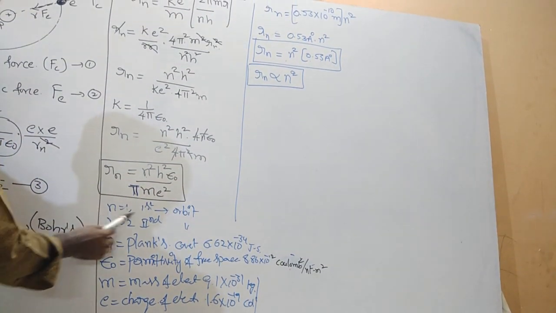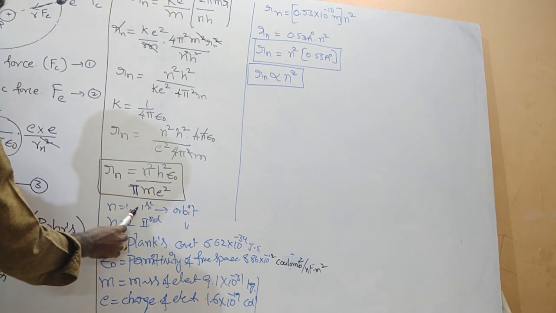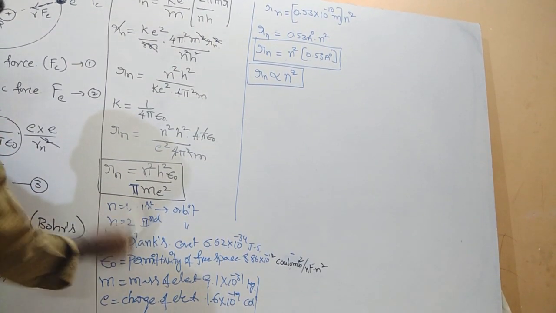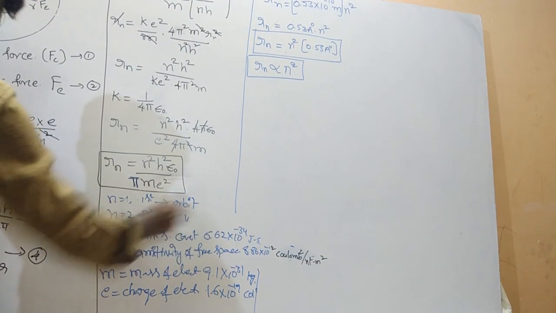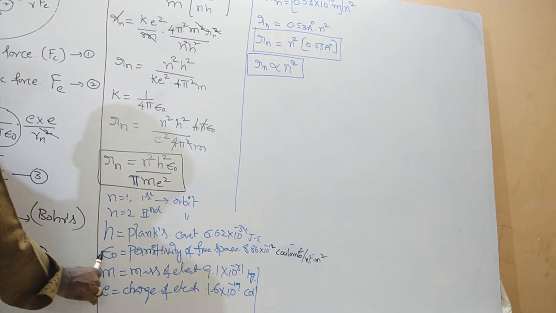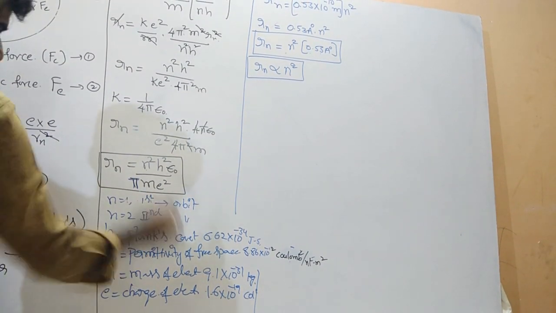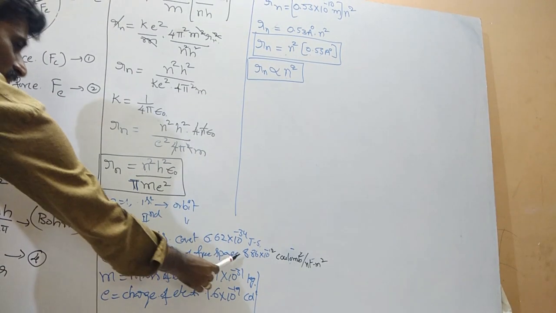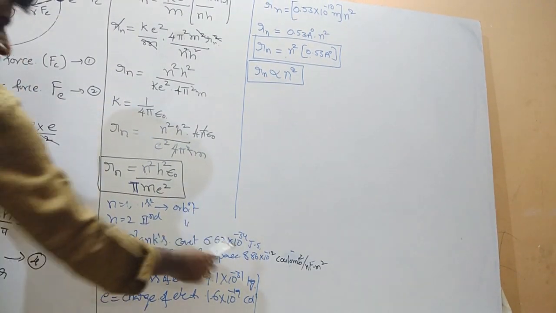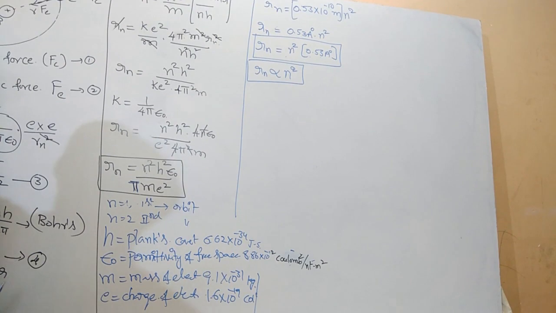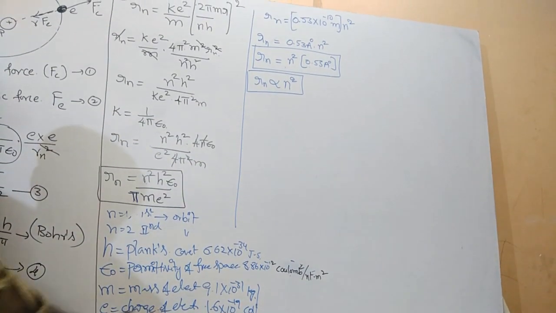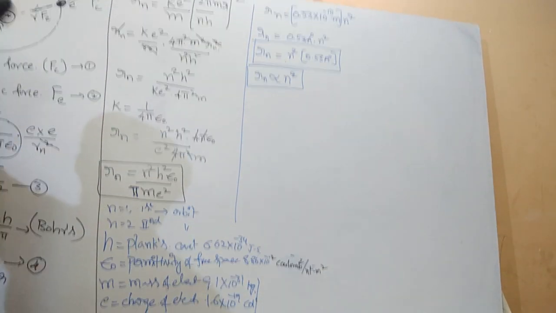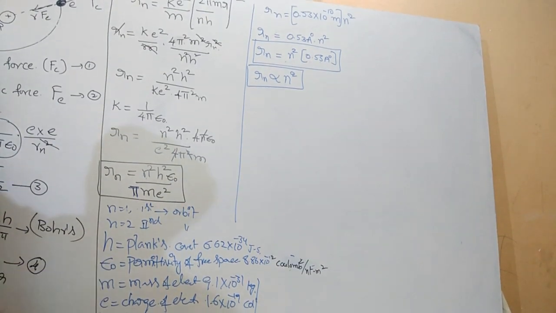Where n is the orbital number. It will tell n is equal to 1 first orbit, n is equal to 2 second orbit. Where h is equal to Planck's constant, that value is 6.62 into 10 to the power of minus 34 joule second. Epsilon naught is the permittivity of free space, that value is 8.86 into 10 to the power of minus 12 Coulomb square per Newton meter square. m is the mass of the electron, 9.1 into 10 to the power of minus 31 kg. e is the charge of the electron, 1.6 into 10 to the power of minus 19 Coulomb.